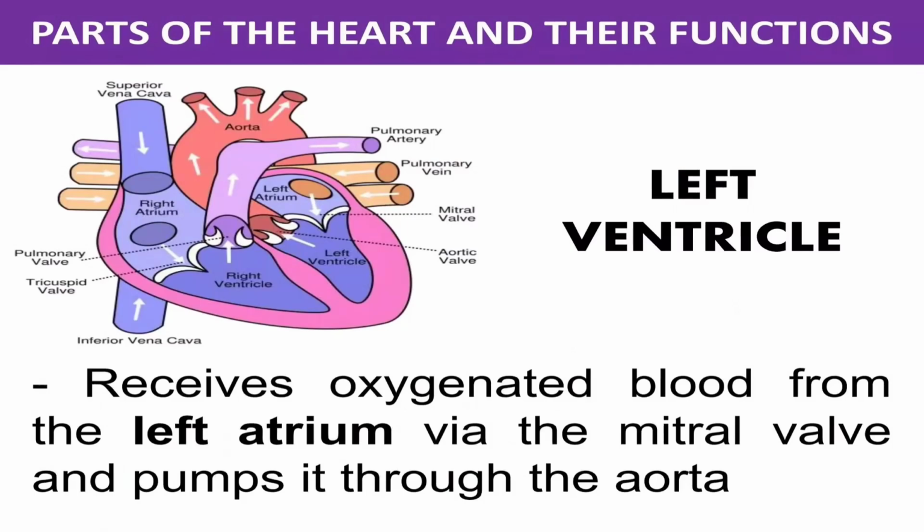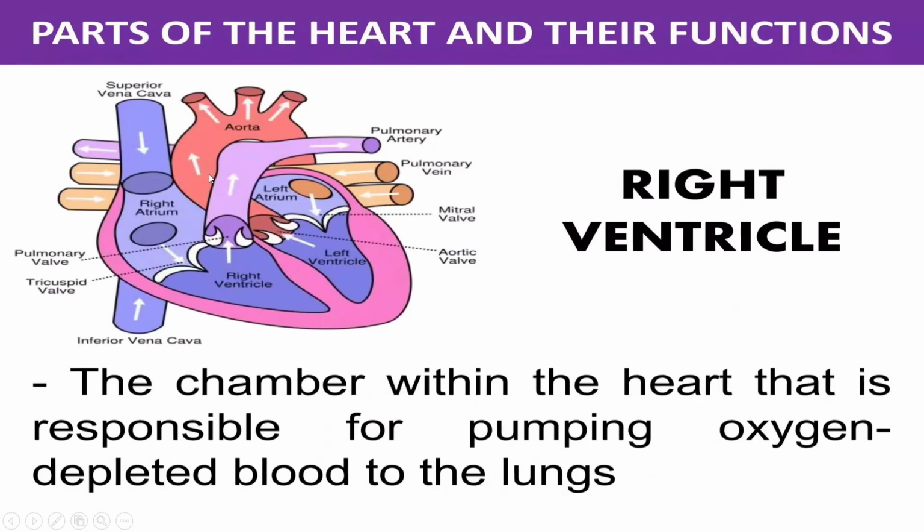Then the left ventricle, which receives oxygenated blood from the left atrium via the mitral valve and pumps it through the aorta. Next is the right ventricle, the chamber within the heart that is responsible for pumping oxygen-depleted blood to the lungs.